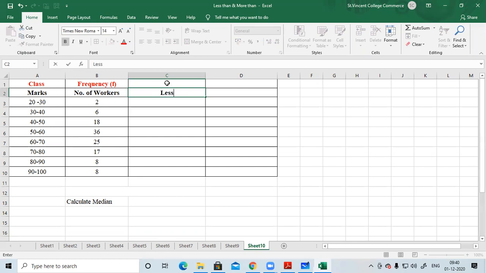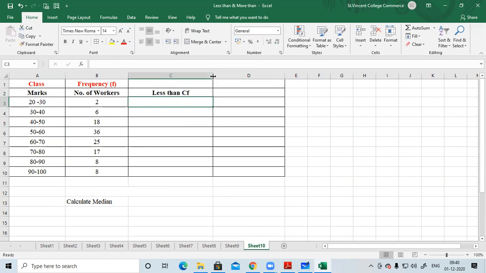Do you remember in classification of data we did less than CF? Do you remember doing less than and more than, children? Yes, sir. Now how to do less than? If you remember, we always begin at the top. Which is the lesser side in the classification? Is 20 less or 100 less? 20, sir. Very good. So we start from the top.